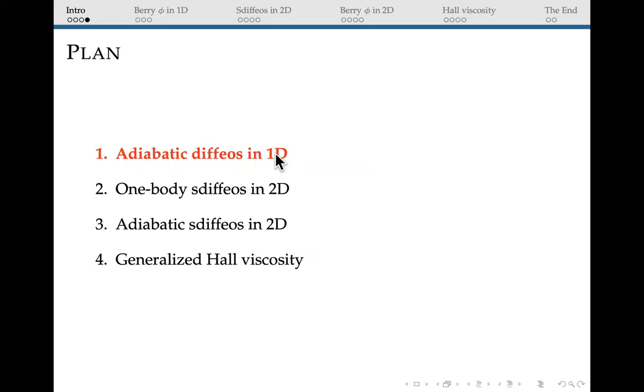Then in the second section, I'm going to define a unitary action of diffeos on wave functions in the plane. This is sort of a preliminary for section three, where I'm actually going to deduce Berry phases associated with these unitary diffeos. And finally, in section four, I'm going to compare what I've done so far to the notion of Hall viscosity, and in particular show that Hall viscosity is, in a sense, a special case of what I've done. And so that's the talk.